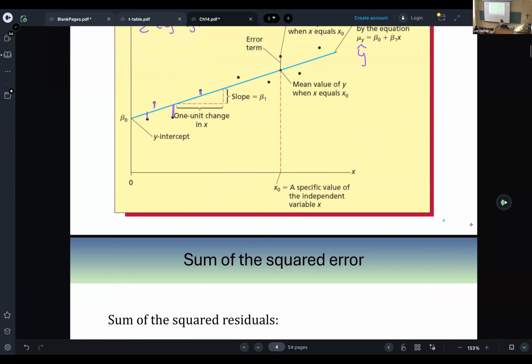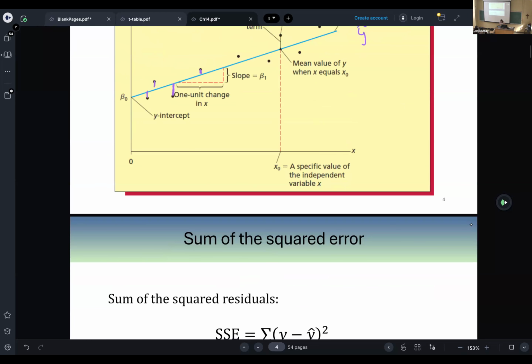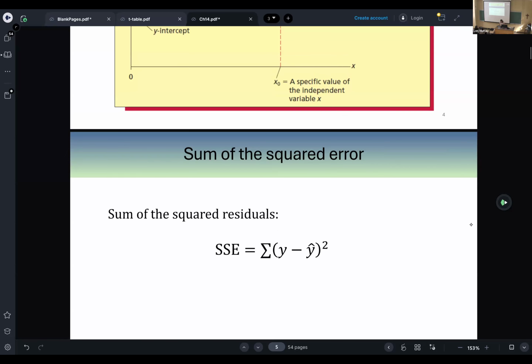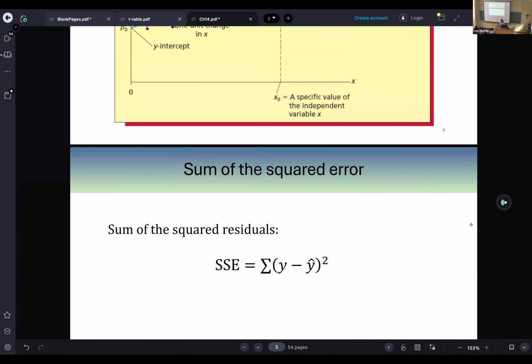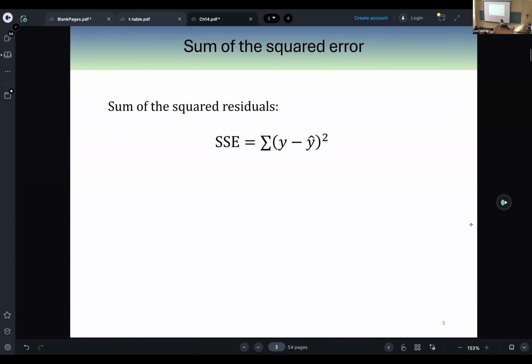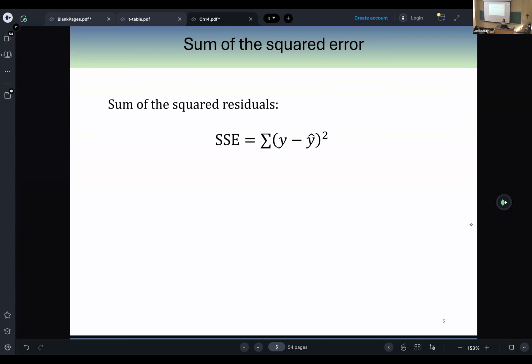And the sum of them all without the square is 0, but when you square each one, then you end up with what is called the sum of the squares for the error, SSE. Sum of the squares of the residuals. So you take each y, subtract the y hat, and you're going to take them all and square them.